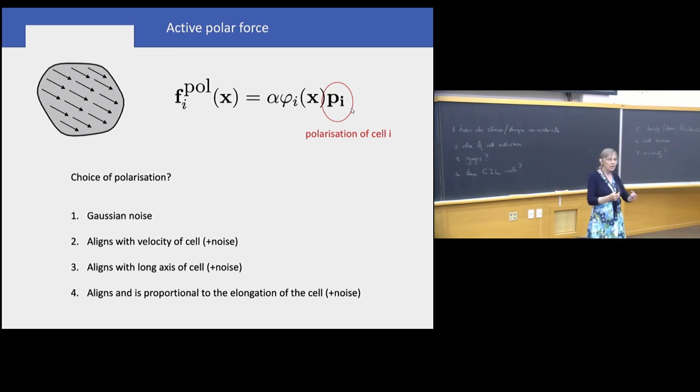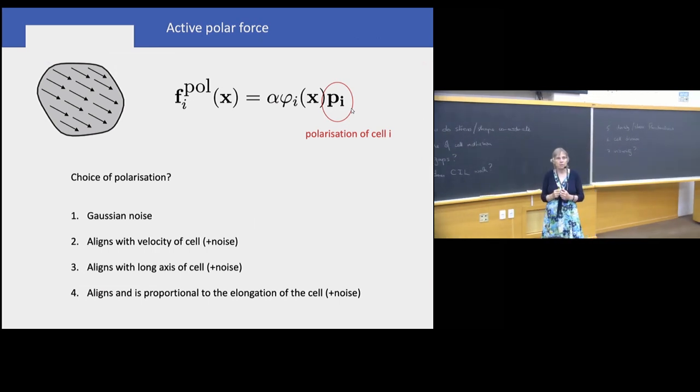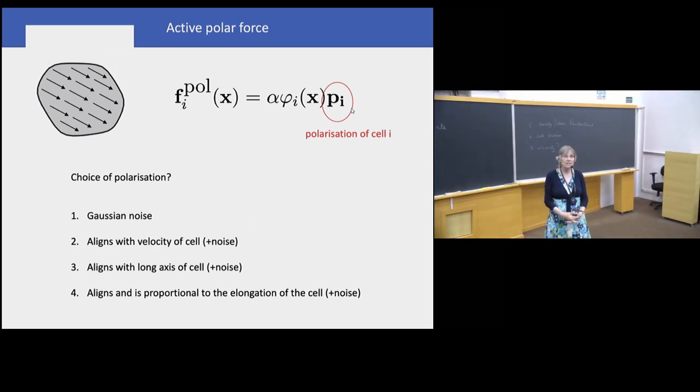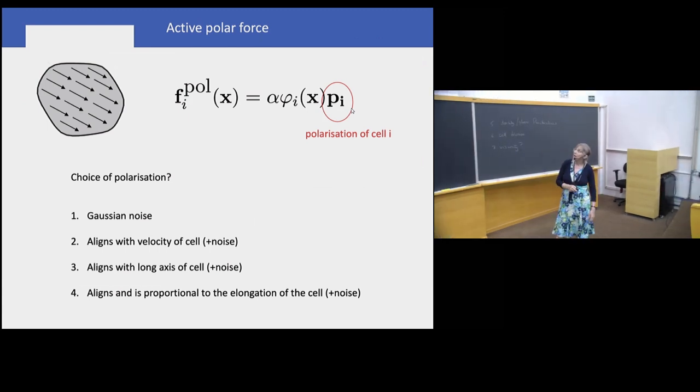and you can change its magnitude. You could say it was 0 if the cell is circular, but it increases as the cell gets more elongated. And I don't think we actually know what happens in real cells, so what we thought we'd do is we'd just try all of them and see what difference it makes. So let's see what sort of results we get when we run this model with these sorts of polarizations.